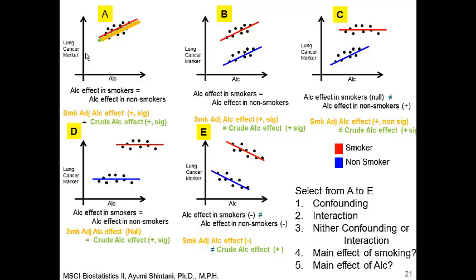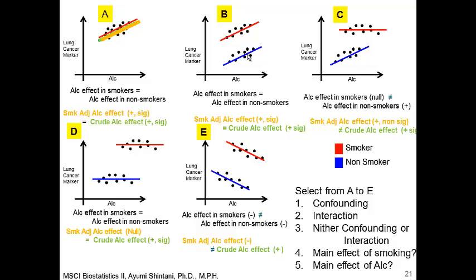And how about scenario B? Do you think there is an interaction effect? The effect of alcohol seems the same between smokers and non-smokers. The effect of alcohol is quantified by the slope. So the slope seems the same, and therefore I don't think there is interaction.